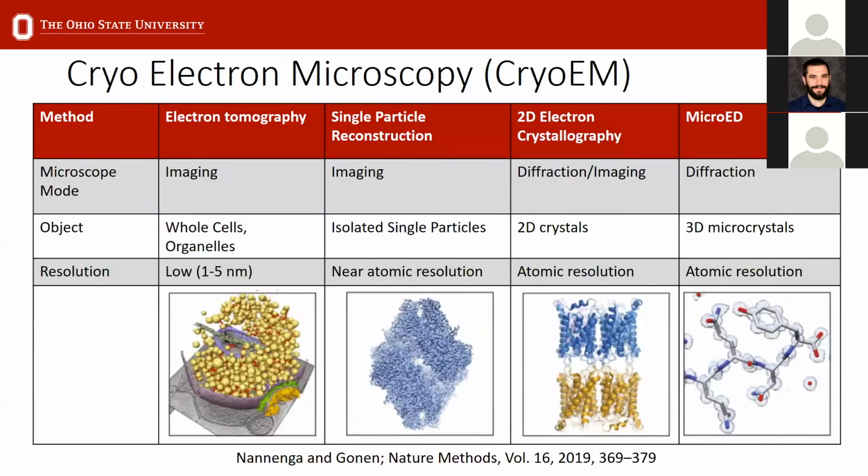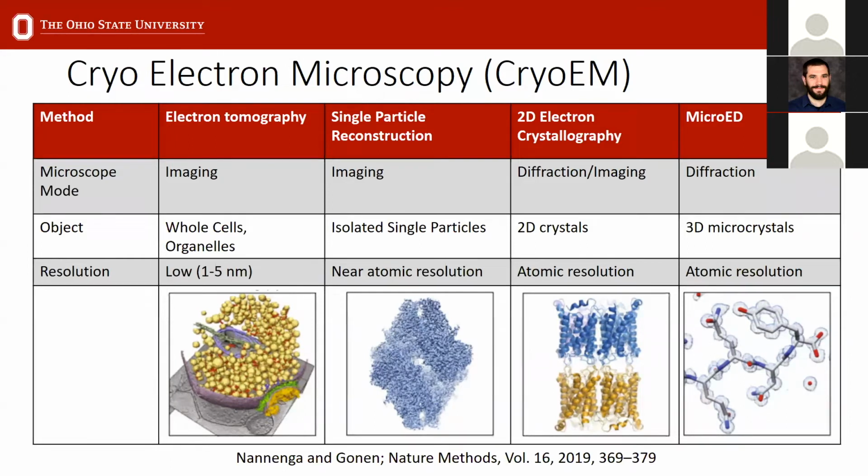Now, when you think of a cryo-electron microscope, you essentially think of 4 different techniques that you can use. One technique is called electron tomography, which uses the microscope in imaging mode, and you can look at whole cells or organelles. The resolution for this technique is relatively low, but it gives you an insight into the whole cell. And Bin will be giving a seminar about tomography in June.